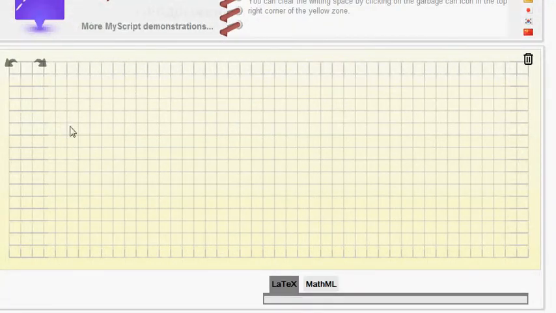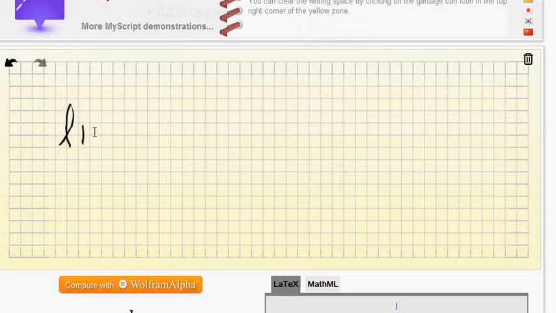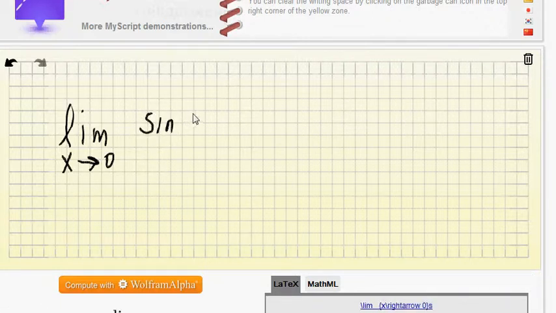So let me begin by, let's say, computing a famous limit that all of the people that have taken calculus have probably done. I'm going to take the limit as x approaches 0 of sine x over x. Now that's a famous problem, and it can be solved using L'Hopital's rule, and we know that the answer is going to be equal to 1.